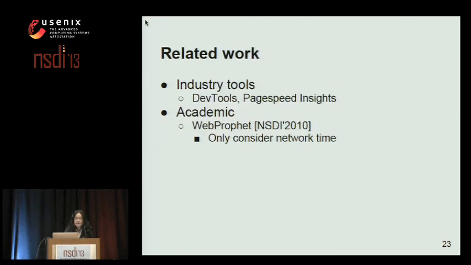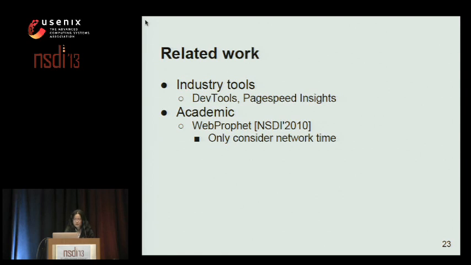There is some related work in this space. Our work is inspired by both academic and industry work. One industry work is the developer tools. It captures the timings of object loads, but it's unable to figure out which objects are on the critical path using developer tools.